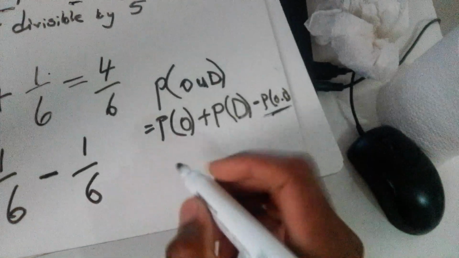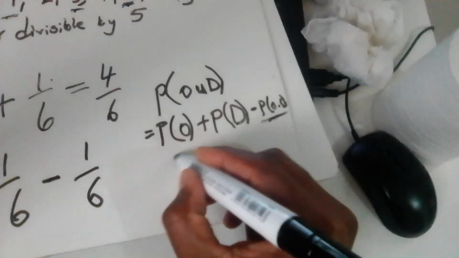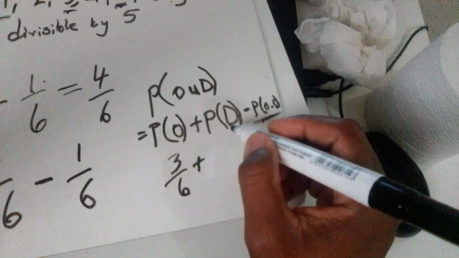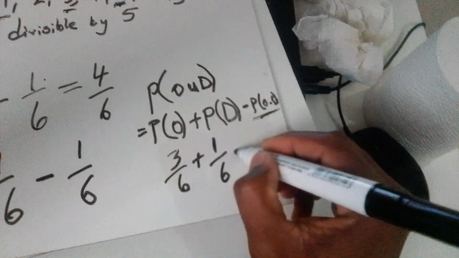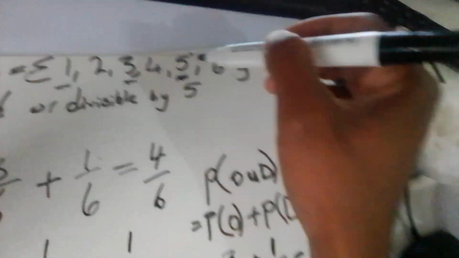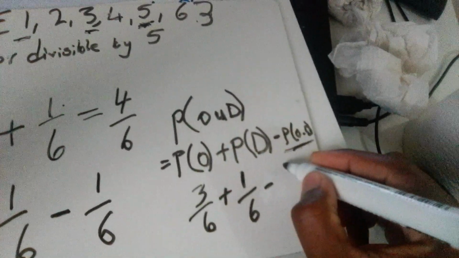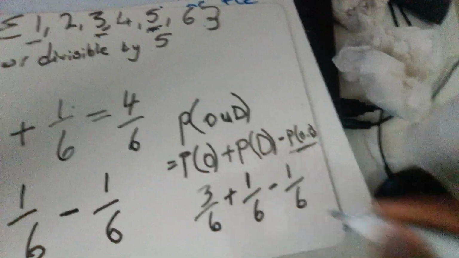So what are we going to have? Here it's going to be odd numbers are 3 over 6, plus a number that is divisible by 5. It's only 5. It's 1 over 6. And then where is the overlap? The overlap is here. It's 5. It's only one number, right? So it's going to be that number, which is 5, and then over 6.